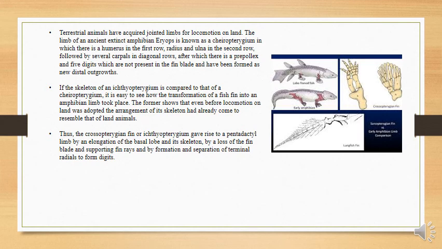Thus, the crossopterygian fin or ichthyopterygium gave rise to a pentadactyl limb by an elongation of the basal lobe and its skeleton, by a loss of the fin blade and supporting fin rays, and by formation and separation of terminal radials to form digits.